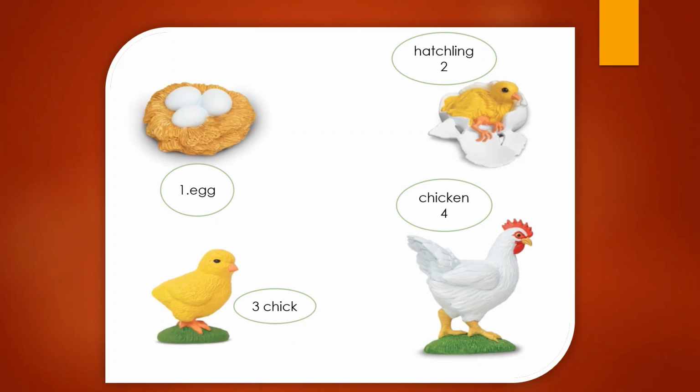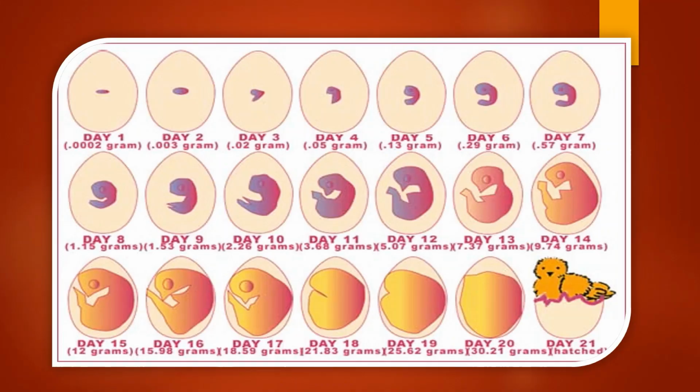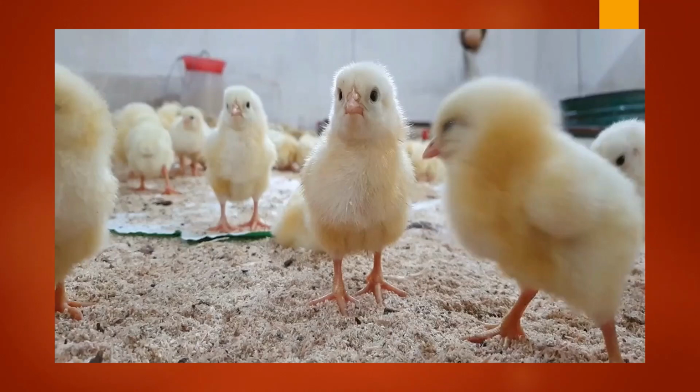This is the life cycle of the chicken. It started with an egg. From an egg, after 21 days, a hatchling comes out from the egg and it becomes a chick, and the chick eventually becomes a mature chicken and the life cycle begins again. So this is the 21 days brooding of the egg and becomes a hatchling, and from a hatchling to a chick.